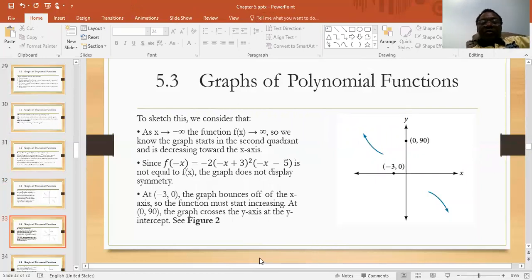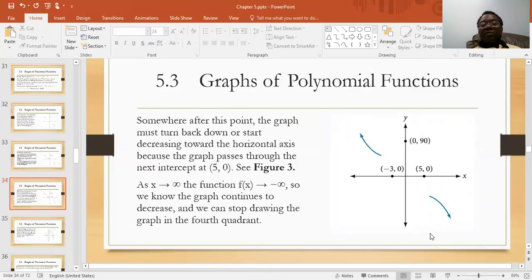So to sketch this, we consider that as x tends to negative infinity, f of x tends to infinity. Since f of -x is not equal to f of x, the graph does not display symmetry with respect to the y-axis. At (-3, 0), the graph bounces off of the x-axis. So the function must start increasing toward (0, 90). The graph crosses the y-axis at the y-intercept, which is (0, 90). So we have the x-intercepts here, and the y-intercept.